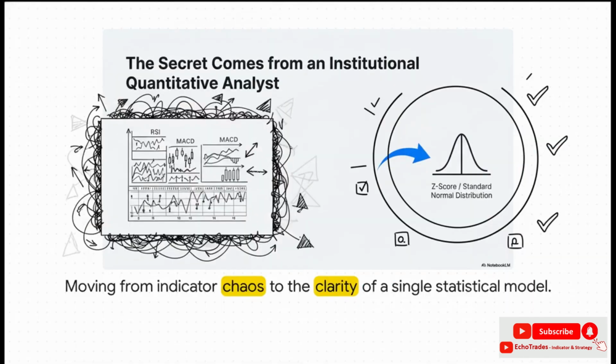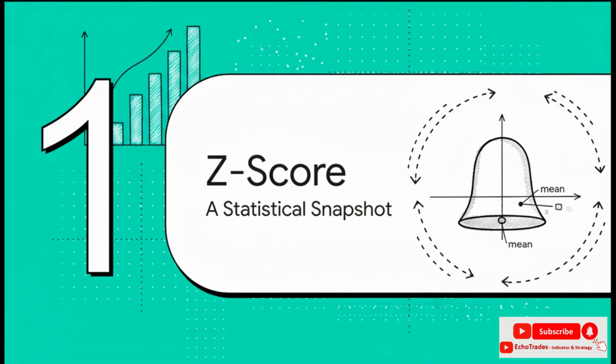And this slide just captures the difference perfectly. On the left, you've got what most of us are used to seeing, right? A total mess of oscillators that are probably contradicting each other. It's chaos. But on the right, that's the quant approach. They take all that noise and turn it into one clean statistical distribution. And in this explainer, we're going to break down exactly how you can start to see the market in that same clear way.